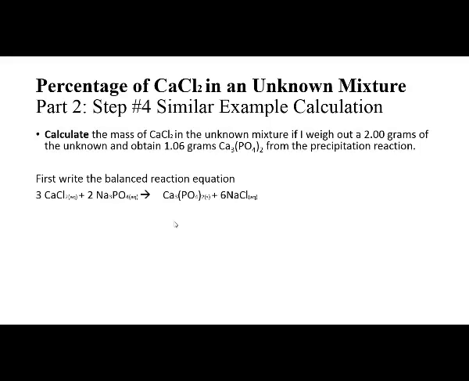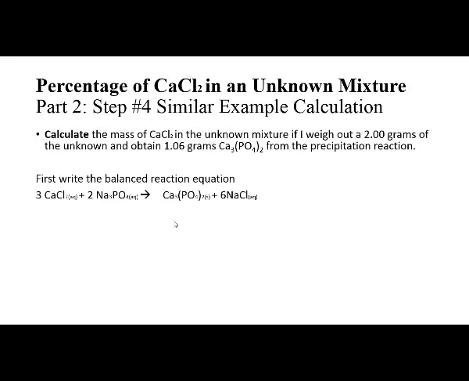But if I had weighed out 2 grams of my unknown sample, added sodium phosphate until I no longer obtained any more precipitate, filtered that calcium phosphate precipitate, and dried the sample, and if the dry sample weighed 1.06 grams, I should be able to back calculate to find out how much calcium chloride may have been there in the original mixture. So I'm actually going to perform a very similar calculation with respect to setting up the stoichiometry to what we had done for the limiting reagent problem, except we're working backwards.